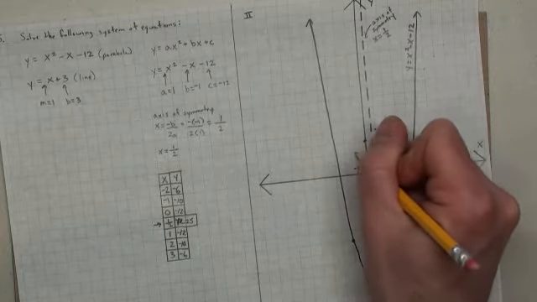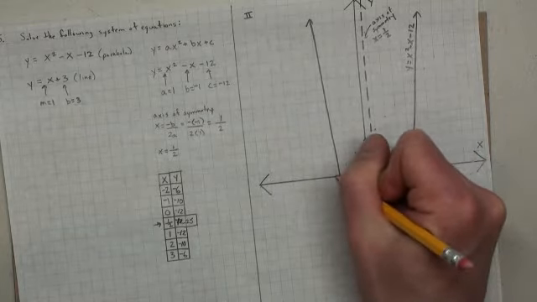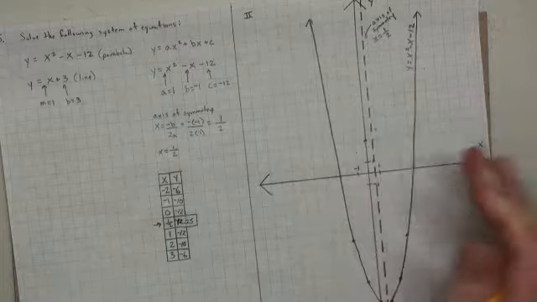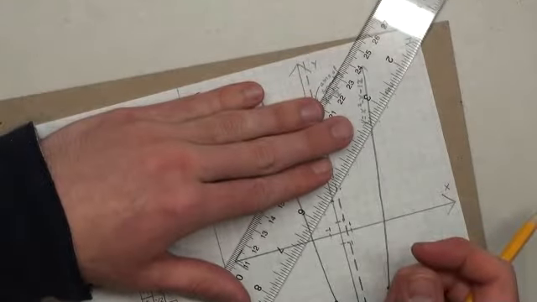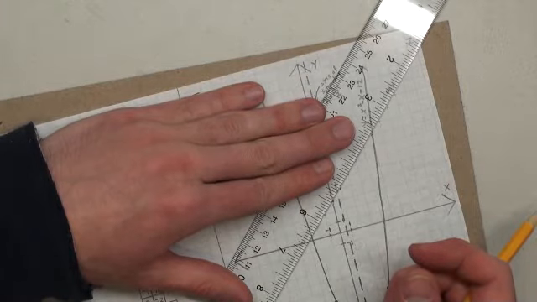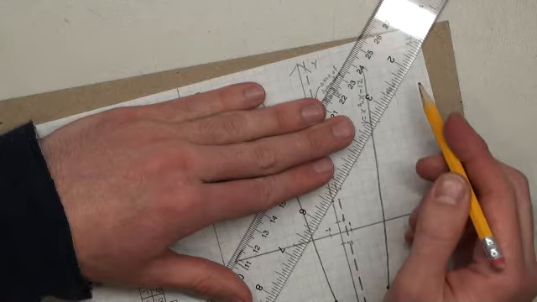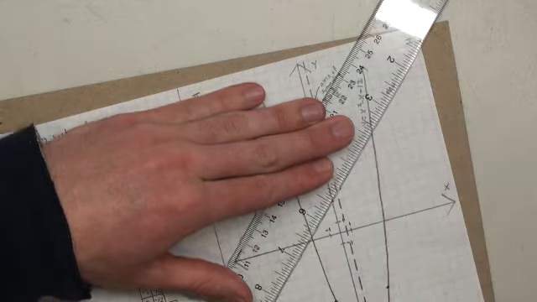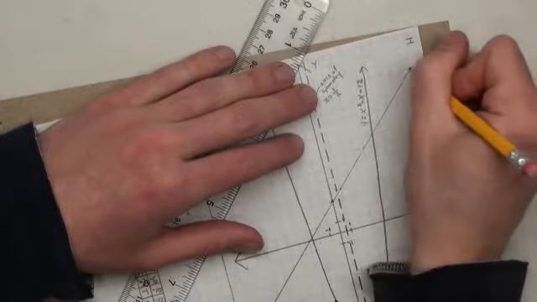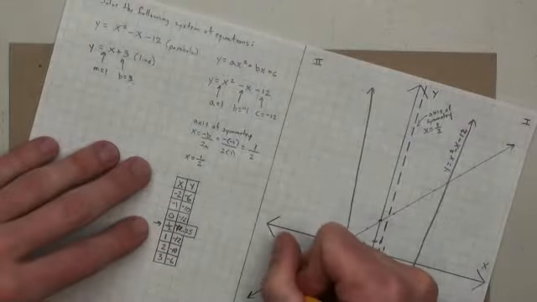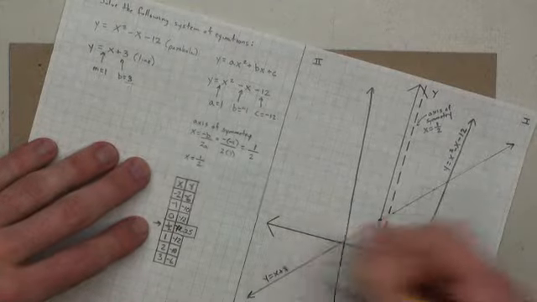We also go down to the left. Down to the left. Down to the left. So let's draw in our line. Y equals x plus 3.